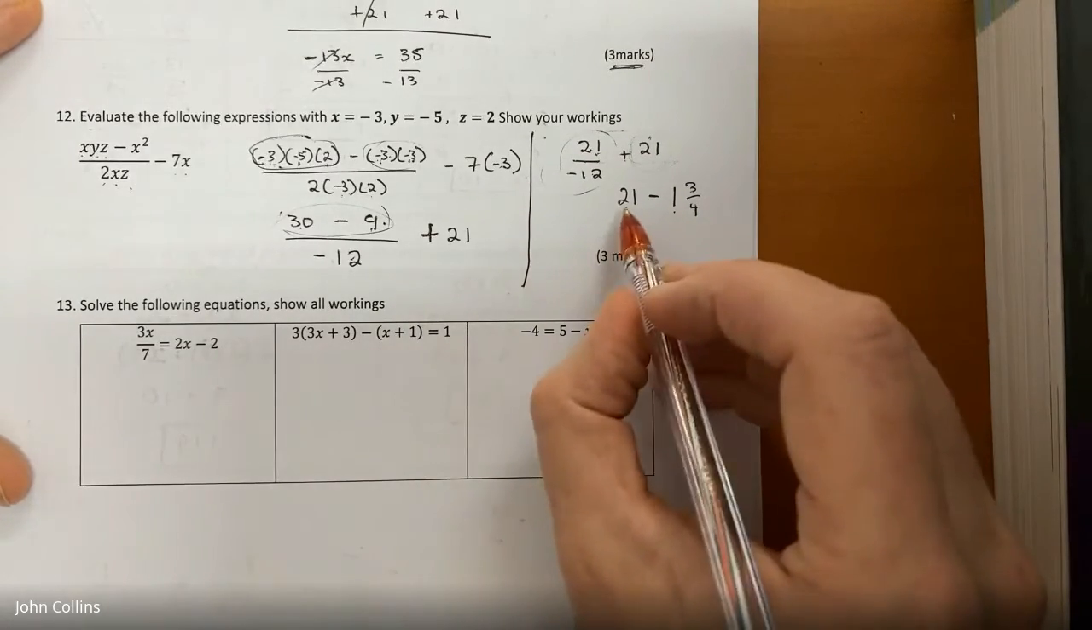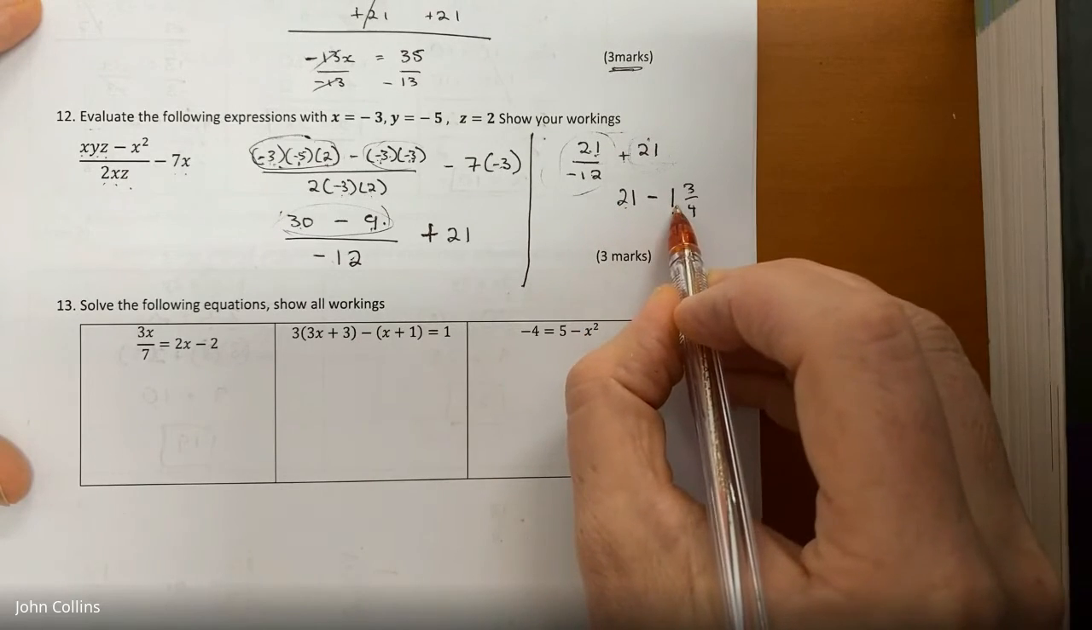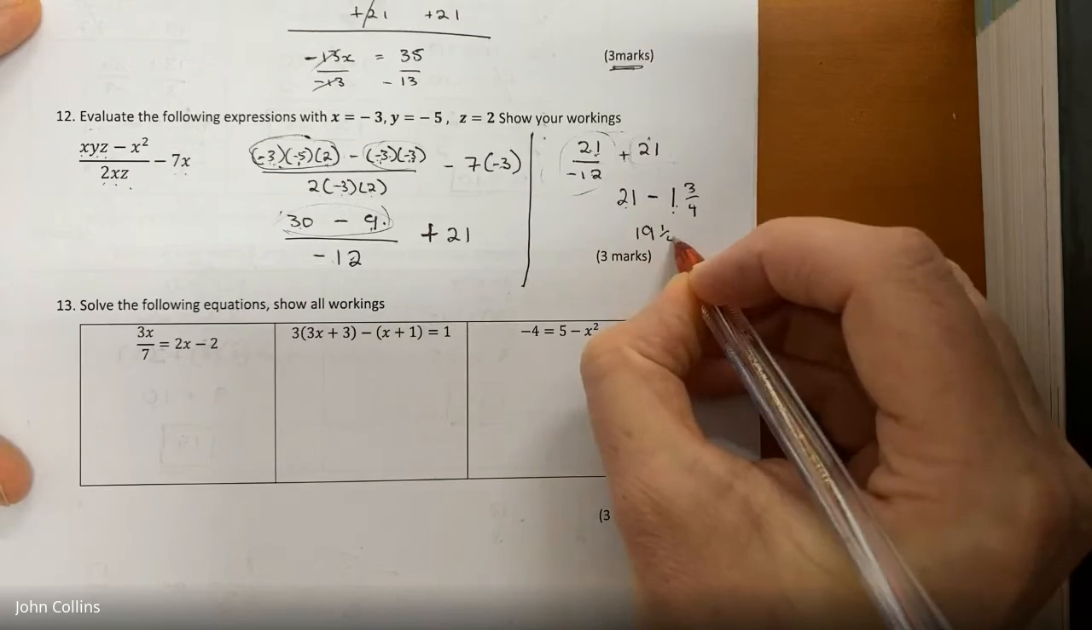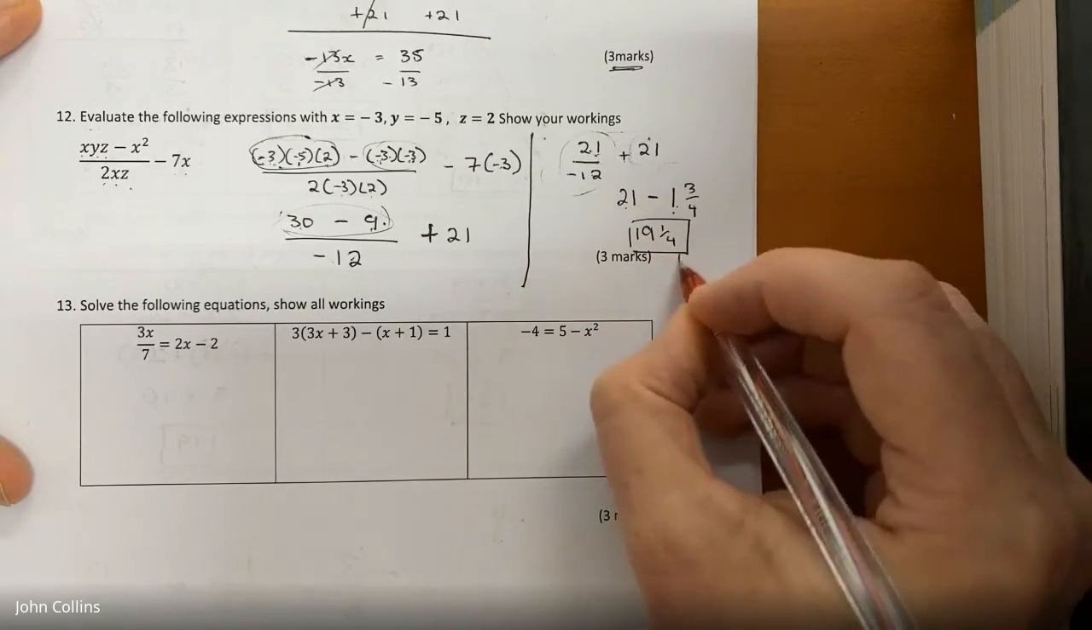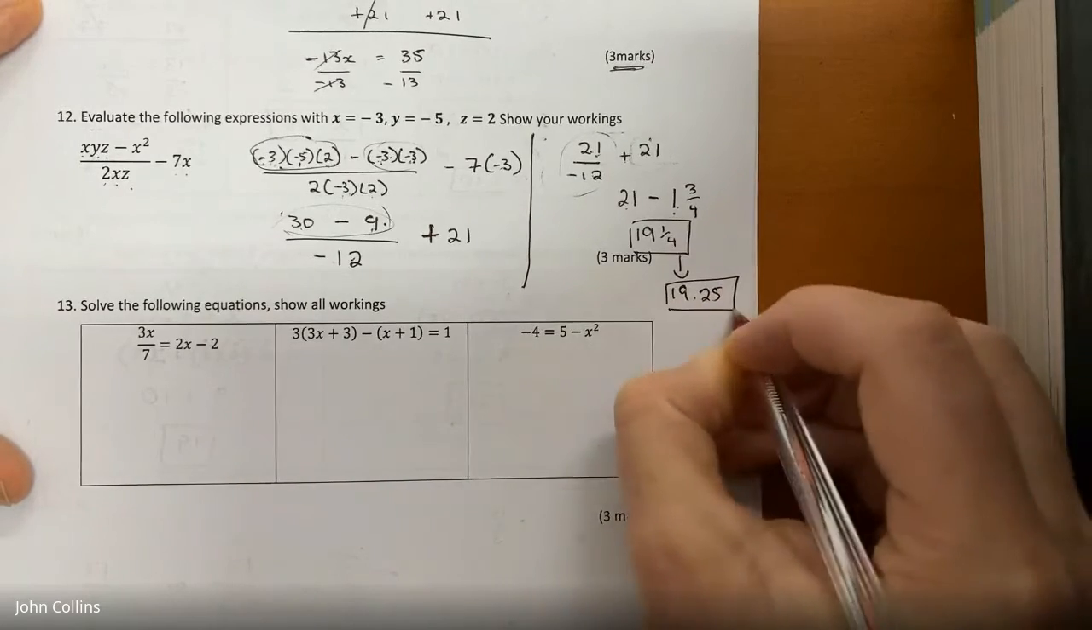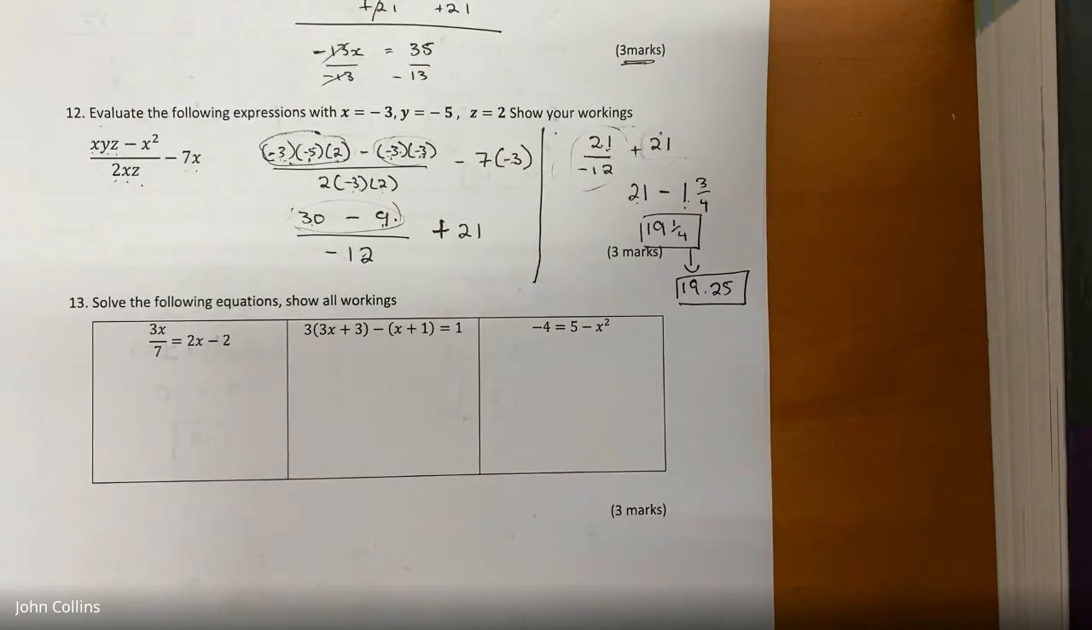Well, that's a lot easier. 21 take away 1 is 20, and then 20 take away 3/4 is going to be 19 1/4. Once again, could have been done on the calculator. 19.25 if you want to put it into decimal form, and a couple of you got that. Well done.